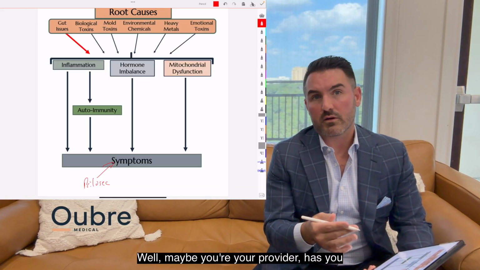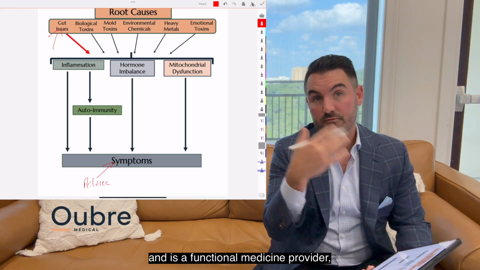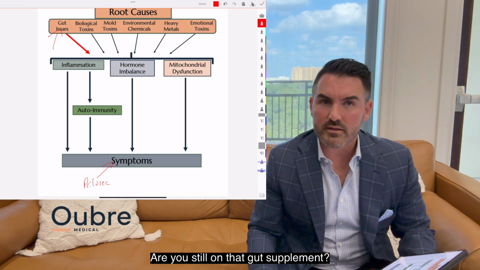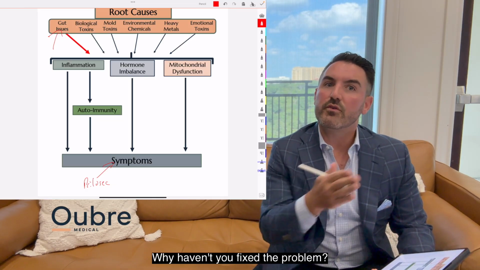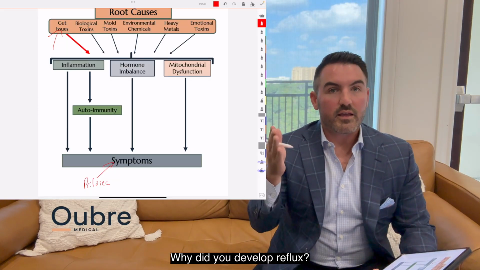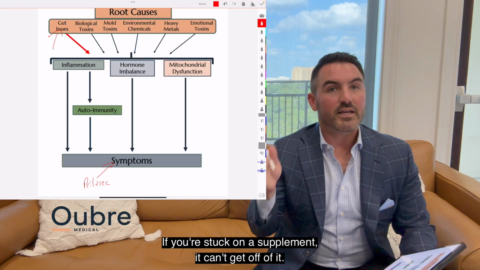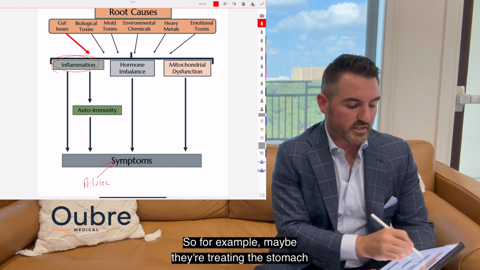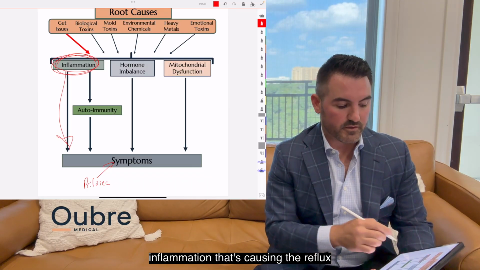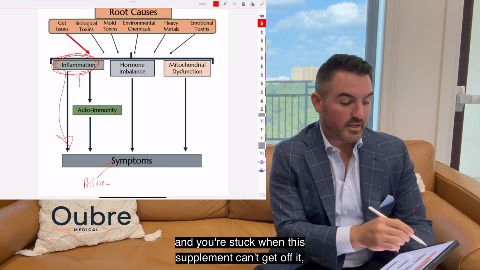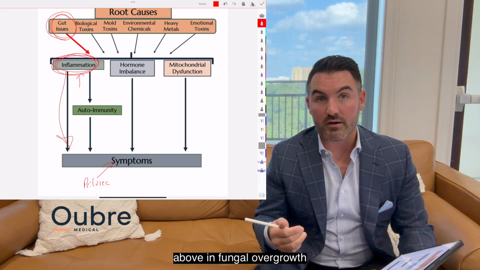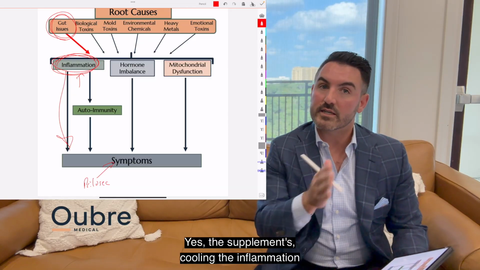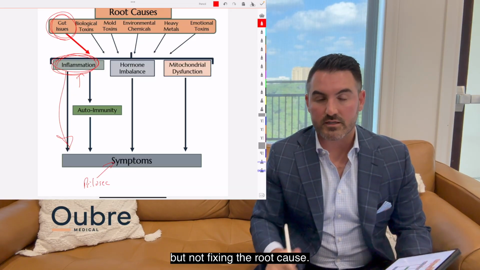Well, maybe your provider is a functional medicine provider and has you on a gut supplement to help with that reflux. Are you still on that gut supplement? Is it covering the symptom? Why haven't you fixed the problem? If you're stuck on a supplement and can't get off of it, it generally means there's a root cause that's still feeding that problem. For example, maybe they're treating the stomach inflammation that's causing the reflux, and you're stuck on this supplement, can't get off it. It's probably because there's a gut issue up above, fungal or bacterial overgrowth, that's causing the stomach inflammation. And yes, the supplement's cooling the inflammation, but not fixing the root cause.